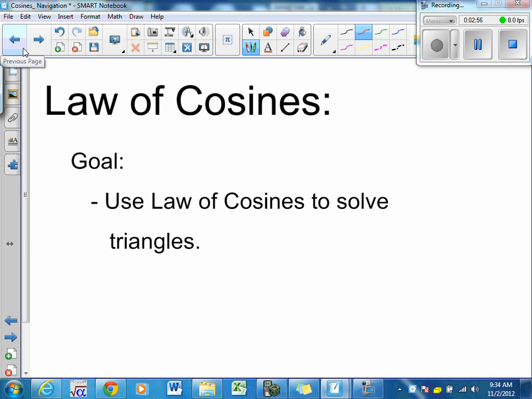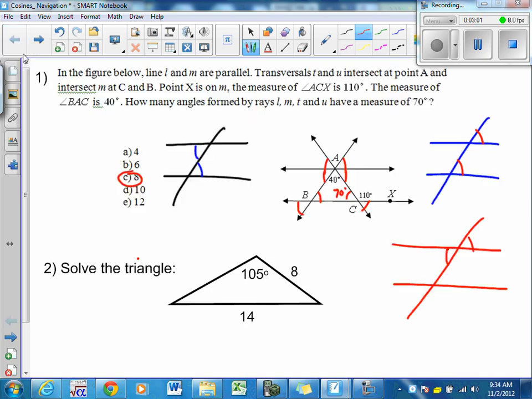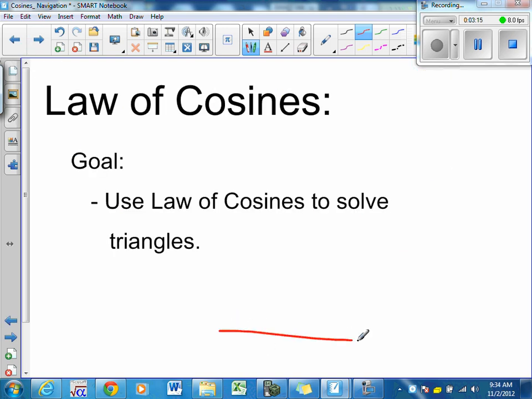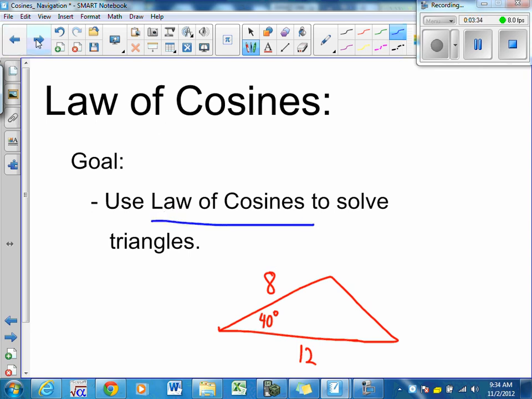Now, when do we use law of cosines? Well, if you remember, when we use law of sines, we have to have an angle and an opposite side to use law of sines, sine of A over a. However, if we had a triangle like this, we would not have an angle and an opposite side. There would be no way to solve that with the law of sines. And that's where we use the law of cosines.